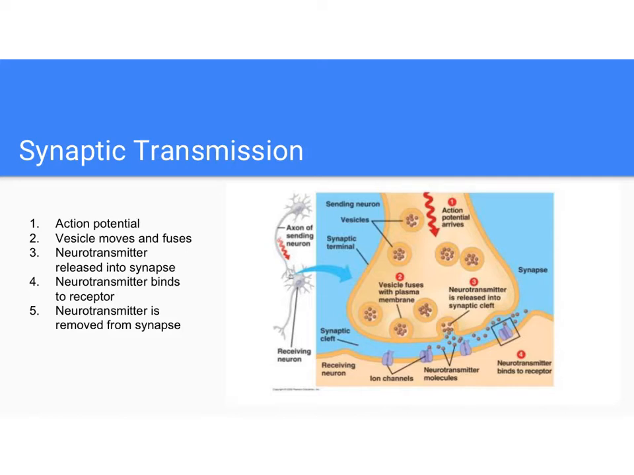Once the neurotransmitter has its effect, it needs to be removed from the synapse. Typically, one of the mechanisms is that it's brought back into that presynaptic cell, or it could be degraded by enzymes located there, or it could diffuse passively away.